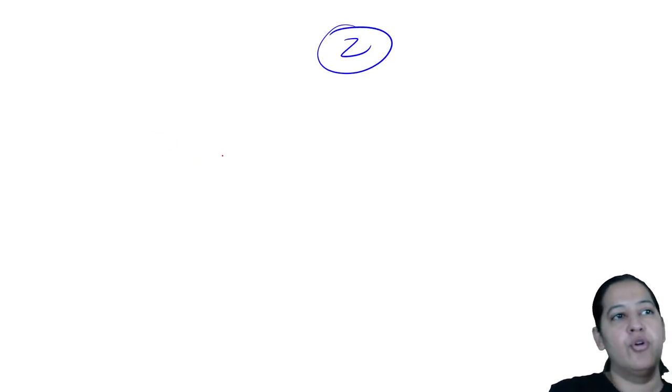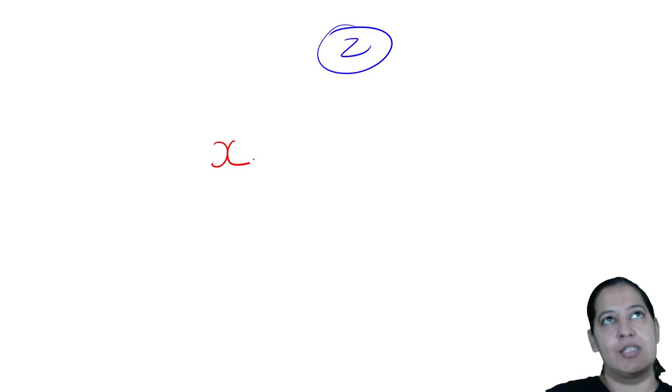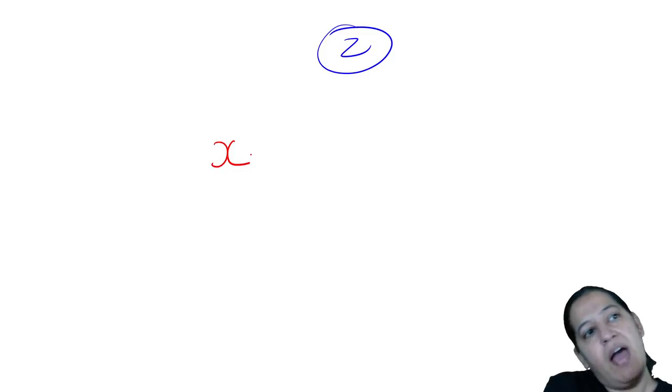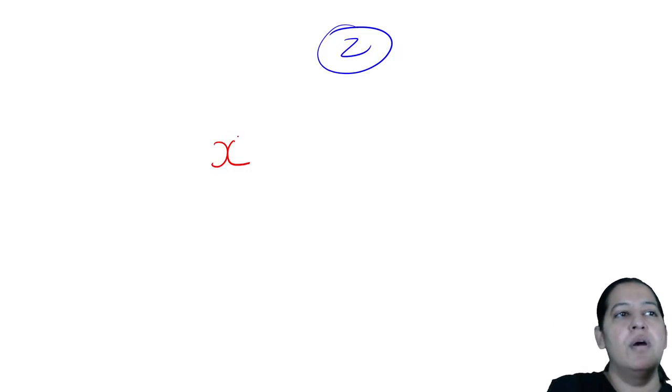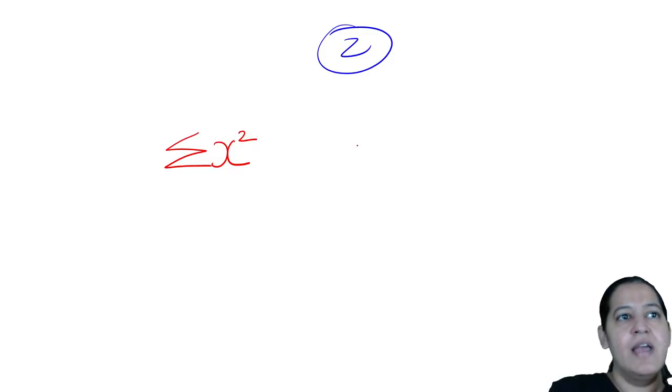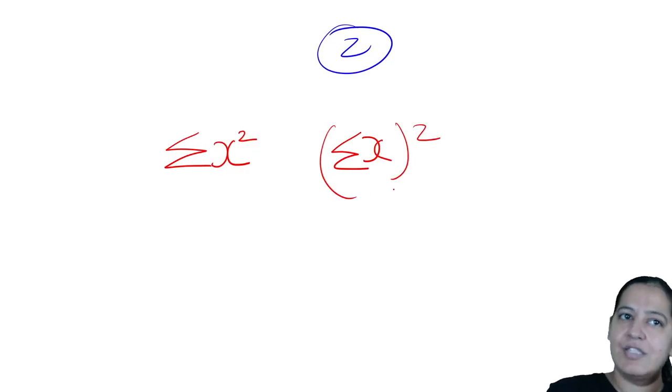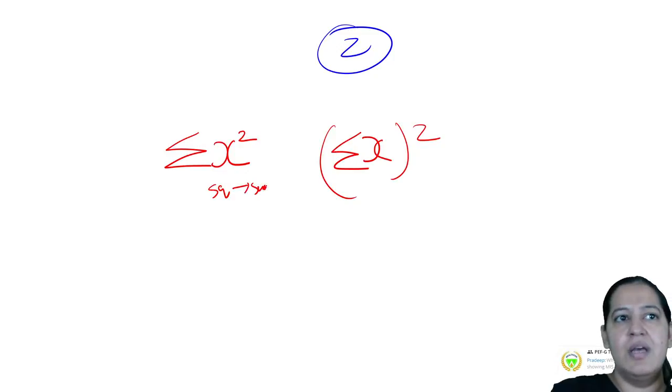So what you have to do, take individual values, x1, x2, x3, x4, x5, do the square of individual value and do the summation of the squares. That is the first thing. And take individual values again, do the summation of individual values and then square it. So here you are doing square first, followed by summation. Here you are doing summation first, followed by square.